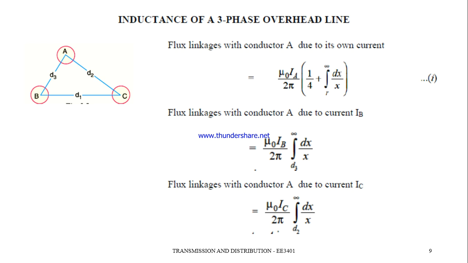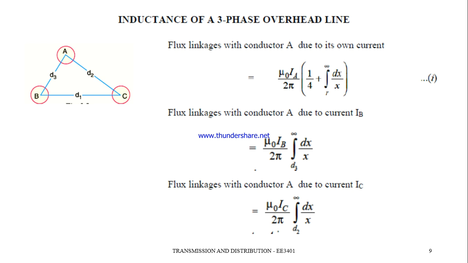Next, let us see the 3-phase transmission line. Normally, if it is a 3-phase transmission line, then we have 3 different distances. That may be the case, or if it is of symmetrical spacing, all the 3 distances will be the same. So let us consider conductor A. It has been affected by its own current, the current IB and the current IC.